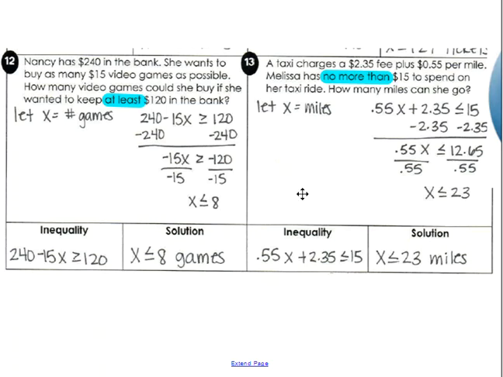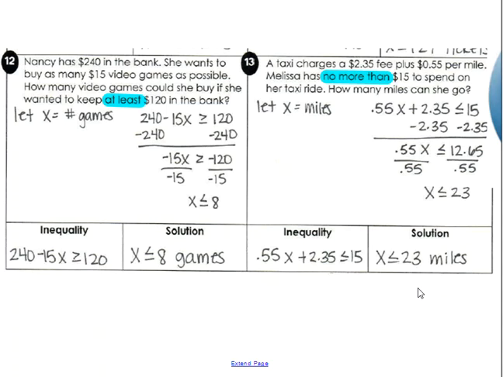And number 13, again, let's establish a variable, let x equal the number of miles she can go. And this is the cost per mile, so that times the number of miles plus what they've already charged her, $235, needs to be less than or equal to 15. She's only got 15 bucks. She can't spend more than that because she's really in a bind. If we solve that, we basically find out she can go up to 23 miles, okay?